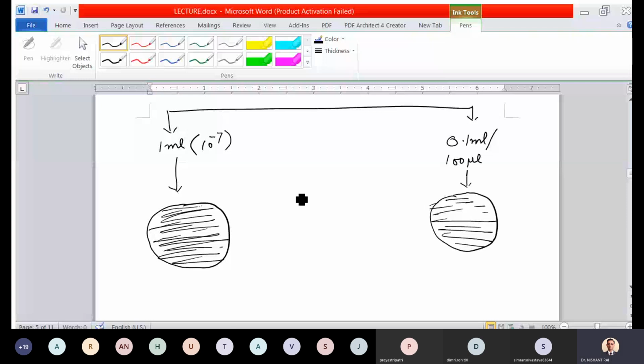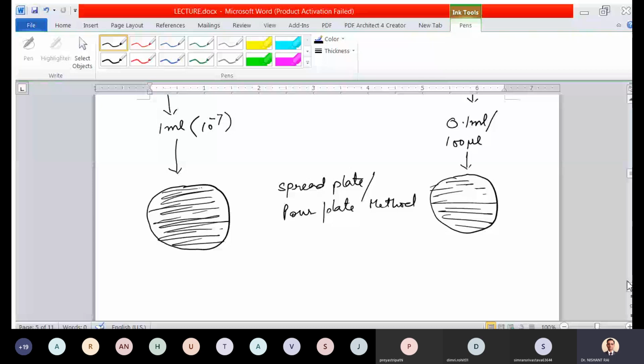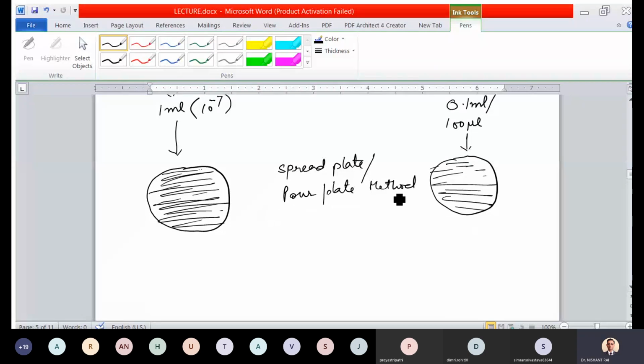Right. So here you can follow the spread plate method or pour plate method as per your requirement. Right? If it is asked to get both aerobic and anaerobic, you will follow pour plate. You follow the pour plate technique if you want to get aerobic as well as anaerobic bacteria. But note here that if it is asked to isolate anaerobic bacteria, then for anaerobic bacteria you will follow the anaerobic cultivation method.